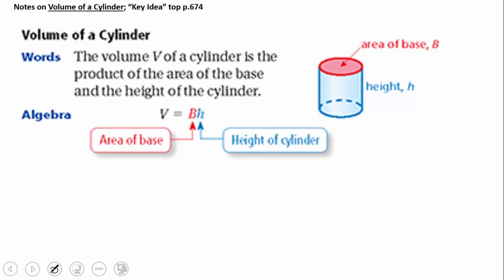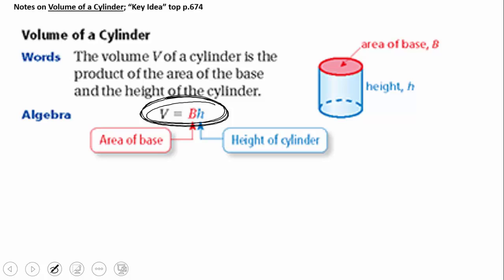So ladies and gentlemen, you were asked to take notes on volume of a cylinder, from the top of page 674, the key idea, and hopefully you did. Hopefully you wrote down that to find the volume of a cylinder, you multiply the area of the base times the height, and that you wrote the formula. Volume is equal to area of the base times the height, right? And hopefully you drew a picture of a cylinder and labeled the key parts. So you'd have had something similar to this written down in your own words, in your own way, so that you can remember and it works for you. And you recognize volume equals area of the base times the height.